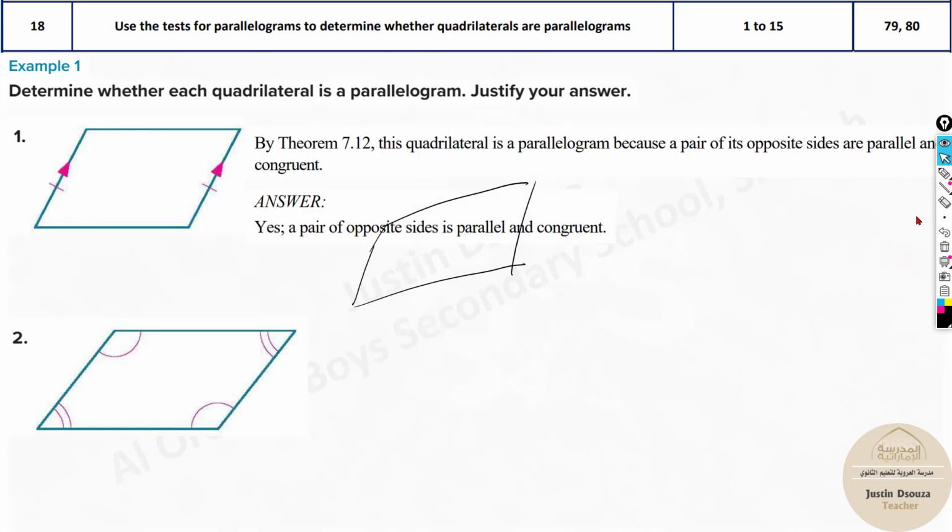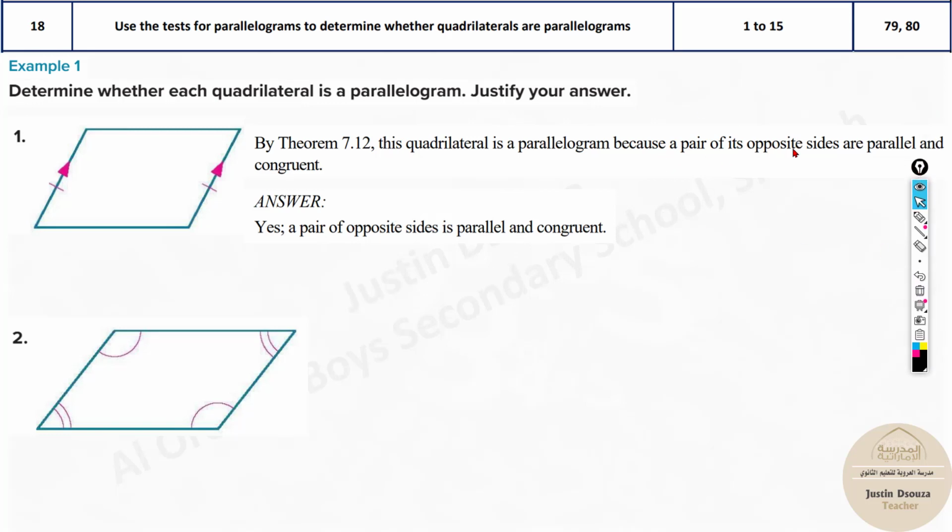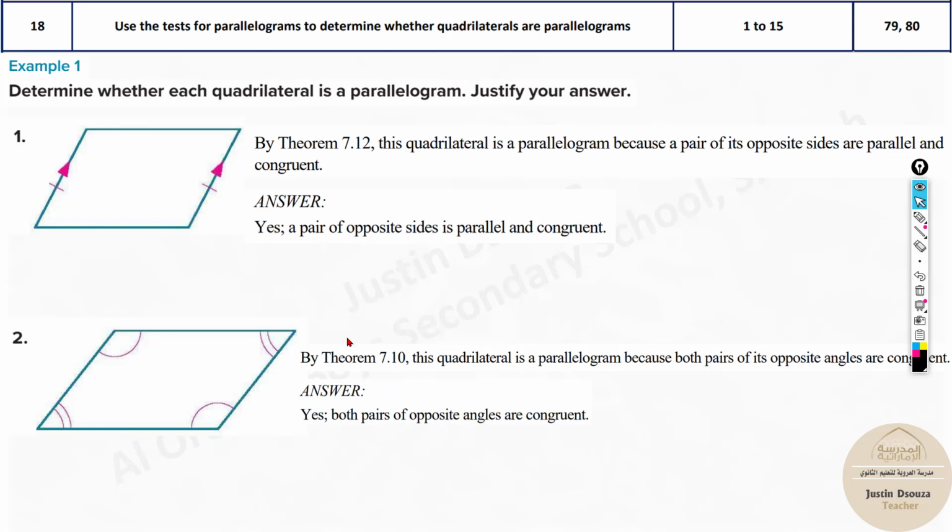So that is okay. There is a theorem as well. Because a pair of its opposite sides is parallel and congruent, it's denoted by a theorem, which I have forgotten already. So this theorem particularly says yes, it is a parallelogram because this passes the test. Now what about this? This is also yes, it's a parallelogram because the opposite angles are congruent. So by theorem 7.10, the quadrilateral is a parallelogram because both pairs of opposite angles are congruent.